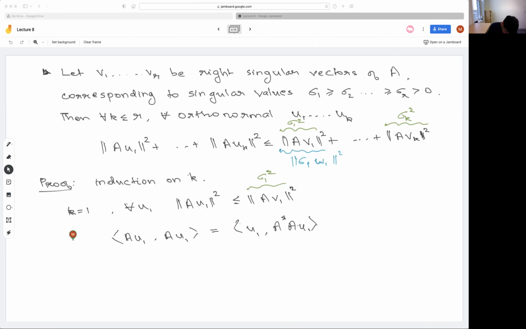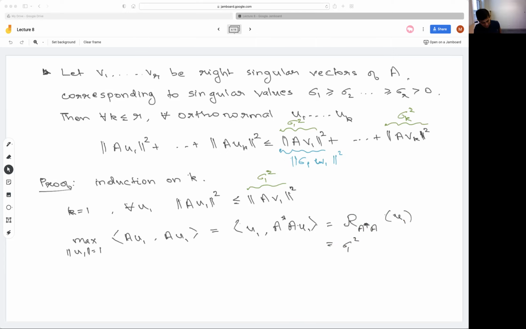And we're trying to maximize over U1, and this is nothing but the Rayleigh quotient of A star A computed at U1. We saw that the maximum value of the Rayleigh quotient is the largest eigenvalue. And the eigenvalues of A star A are sigma 1 squared, sigma 2 squared, and so on. That's how we define the sigmas actually. So it's just the largest eigenvalue, and the largest eigenvalue we already know is sigma 1 squared.